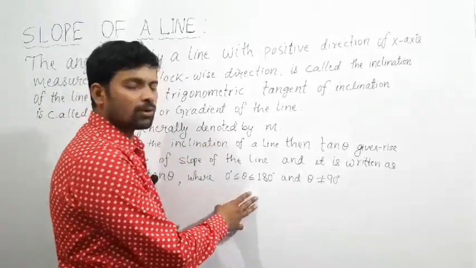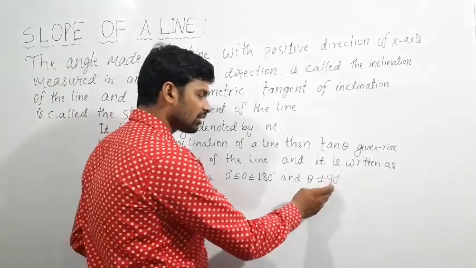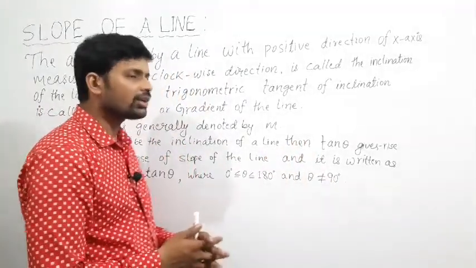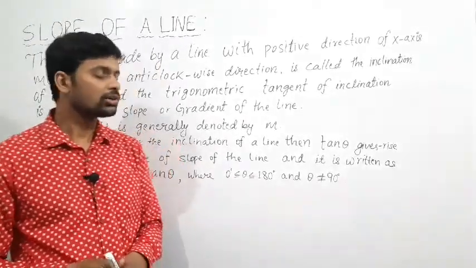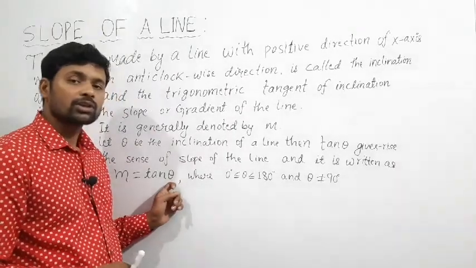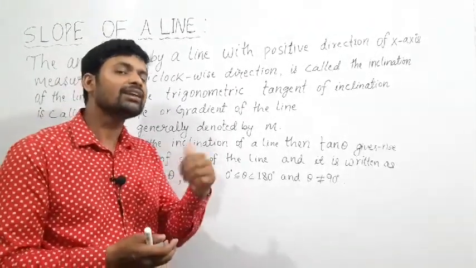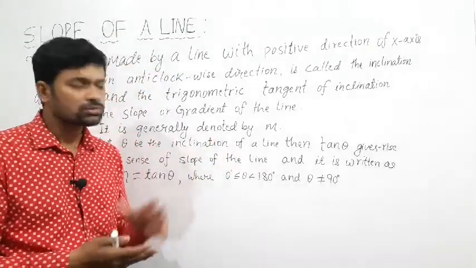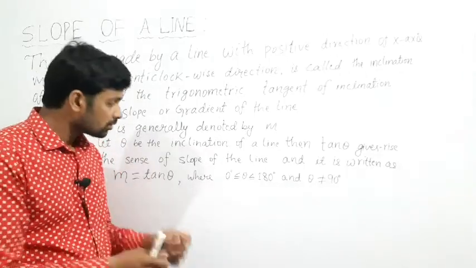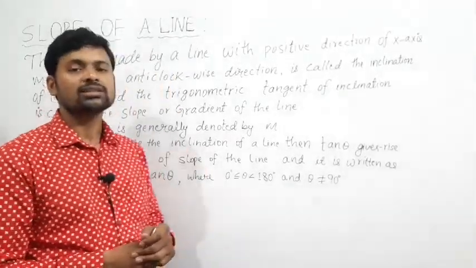it can vary from 0 radian to pi radian except pi by 2 radian, that is, in the degree system except 90 degree. So, the inclination of a line cannot be 90 degree because tan theta gives the slope of the line. If theta is 90 degree, then what is the value of tan theta? Tan 90 degree is not defined. So, the slope of the line will not be defined in that particular case. So, we avoid inclination as 90 degree.